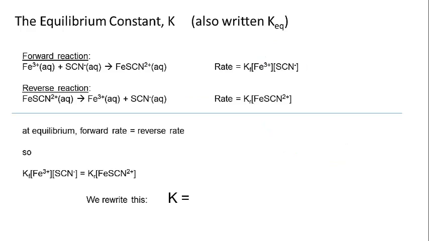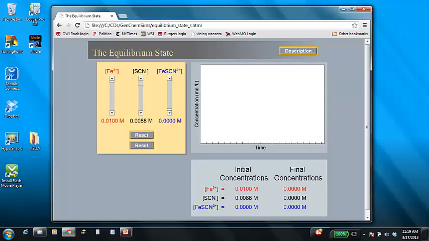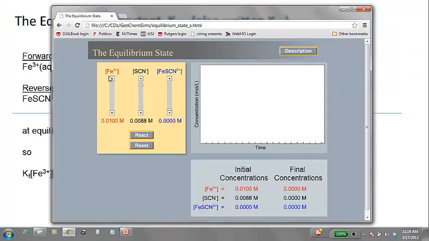We can think of this in terms of rates. At the equilibrium state, when the system reaches equilibrium, the forward rate of the reaction will equal the reverse rate. We're going to look at a little simulation to highlight how this happens. We're going to start with around 0.01 molar iron 3 plus, 0.0088 molar thiocyanate, and no iron thiocyanate. We're going to react those.